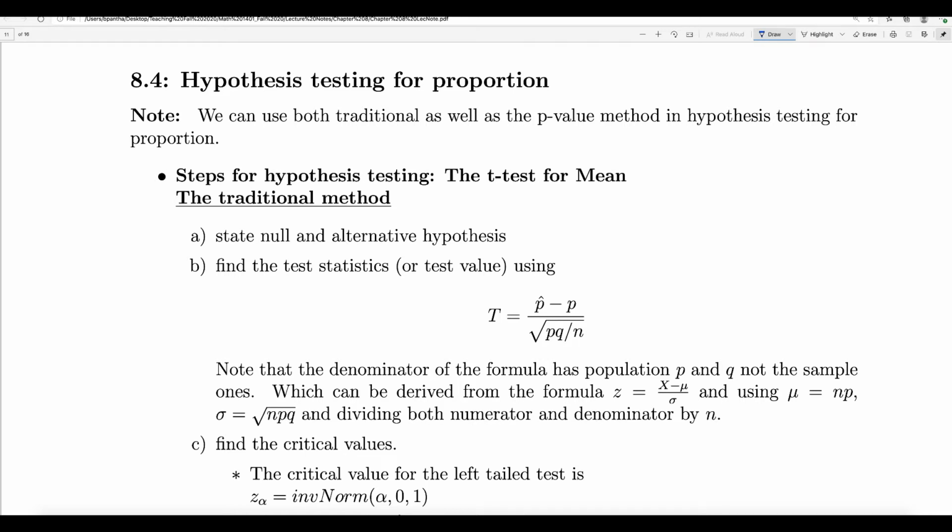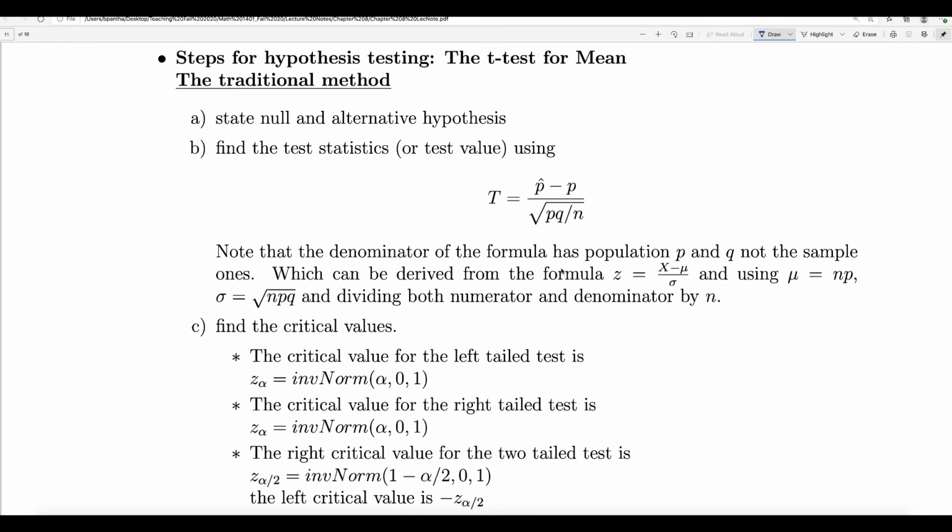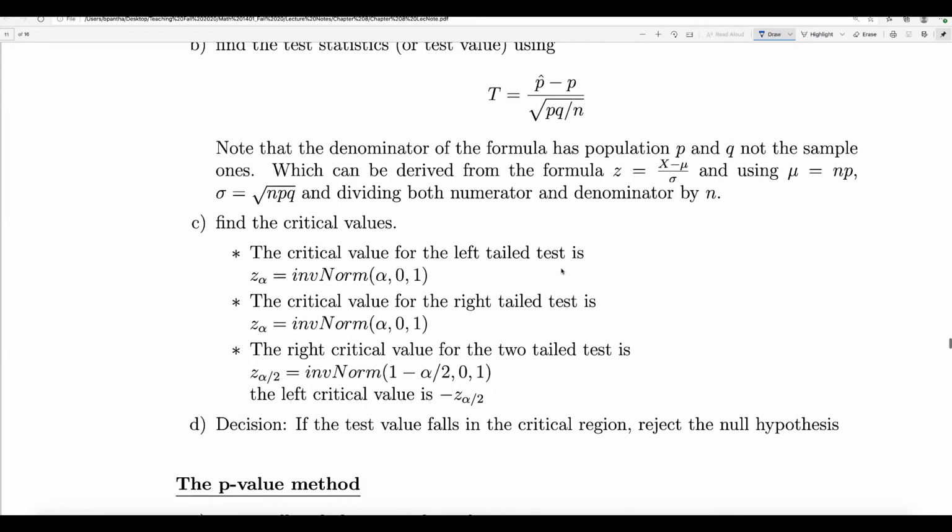In the case of population standard deviation given, we call that a Z-test. And in the case of population standard deviation not given, we call it a T-test. But for the hypothesis testing of the proportion, we don't have a Z-test or T-test. We call it hypothesis testing for the proportion. We will do two methods: one is the traditional method and the other is the p-value method.